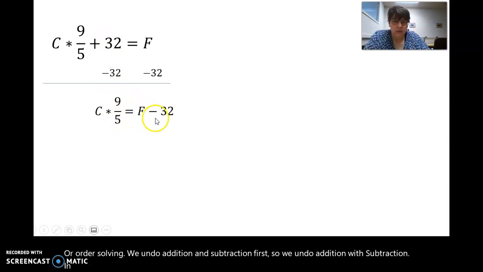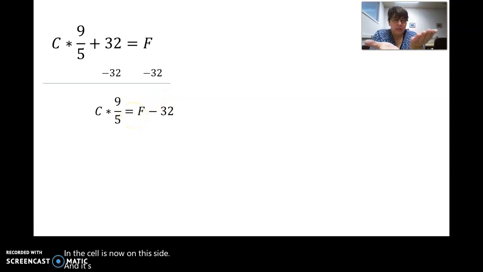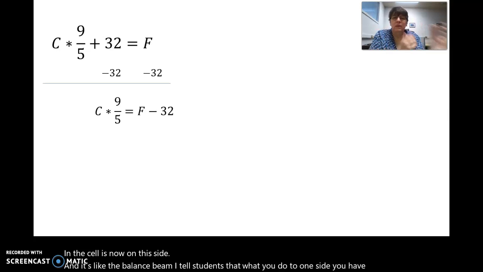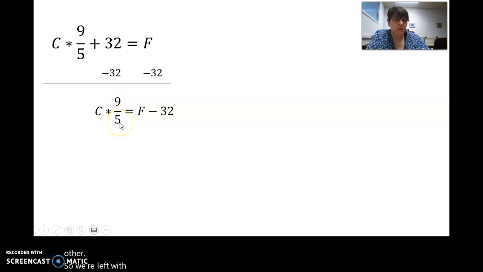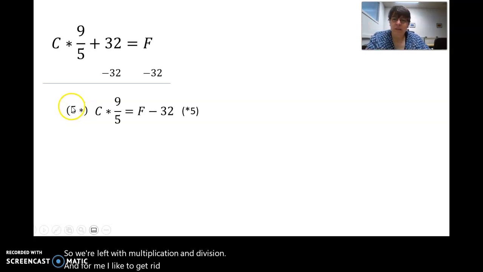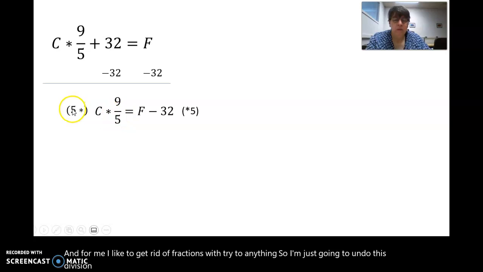So it's now on this side. And it's like a balance beam. I tell students that what you do to one side, you have to do to the other. So now we're left with multiplication and division. And for me, I like to get rid of fractions before I do anything. So I'm just going to undo this division of a fraction with multiplication.